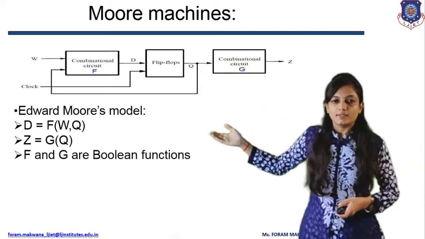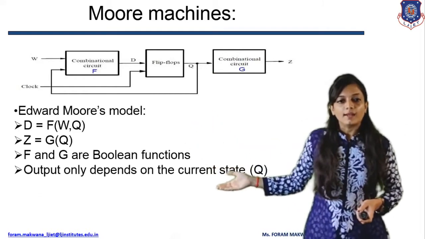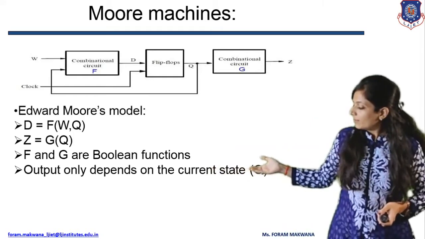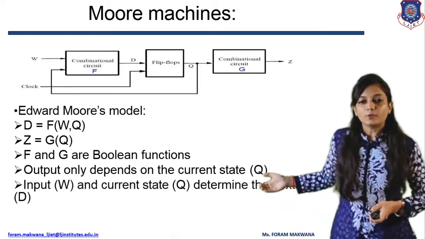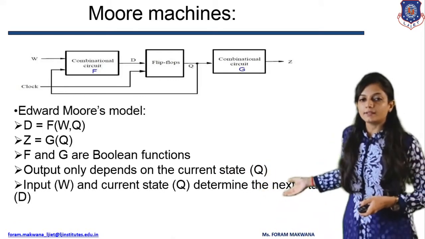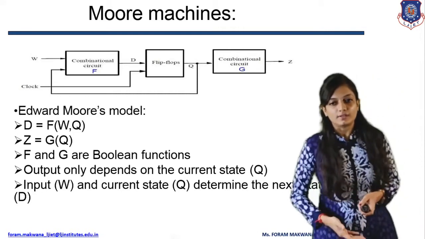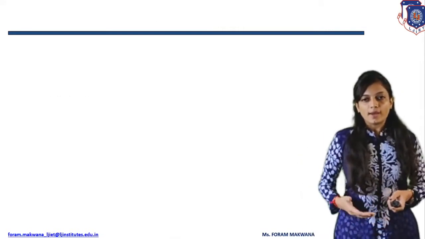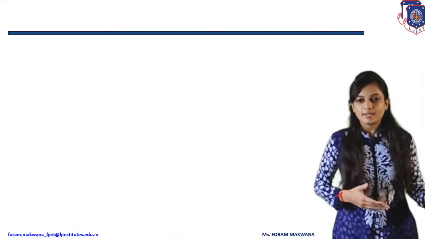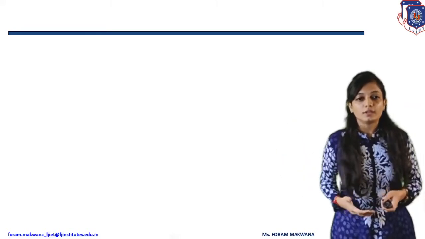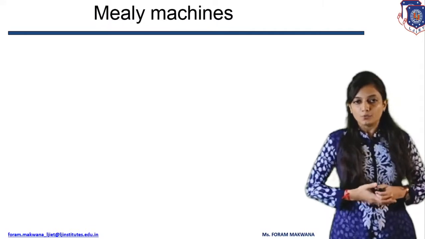So I can say this f and g both are Boolean functions, and my output will depend only on the current state, right? So input W and the current state Q determine the next state, right? Why? Because our next state will be dependent on the present state as well as the state of the inputs. This is the generalized block diagram of the Moore machine.